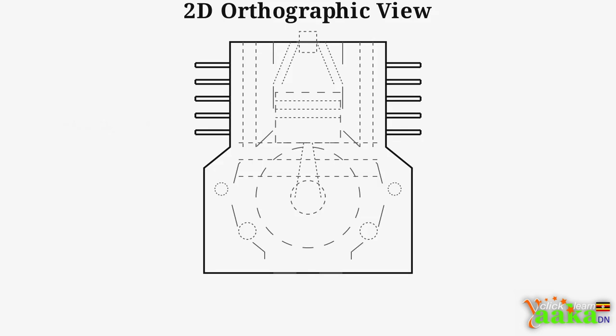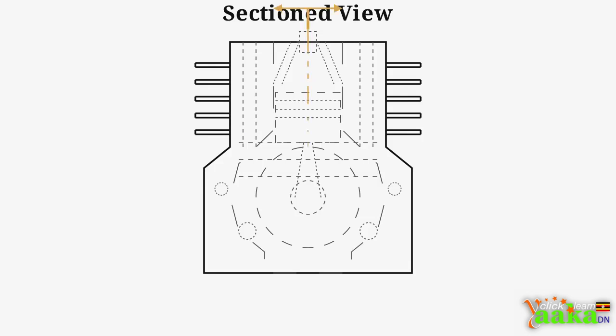If you look at this 2D orthographic drawing of a Boda engine block, it is almost impossible to read. The internal mechanics are completely buried under dozens of overlapping dashed hidden lines. We solve this by using a technique called sectioning.